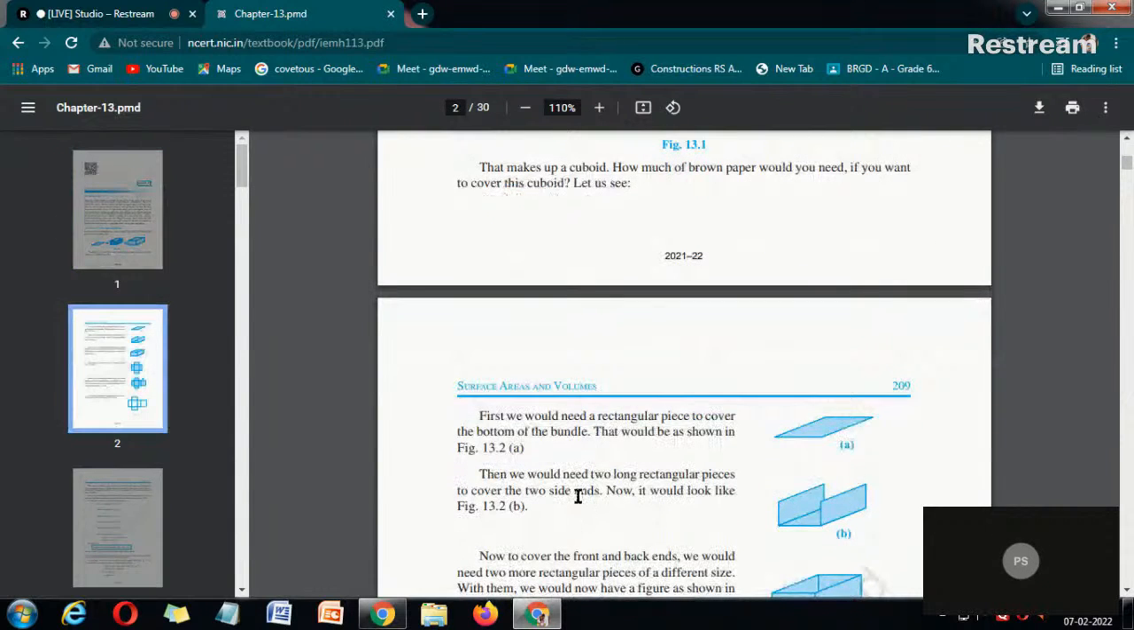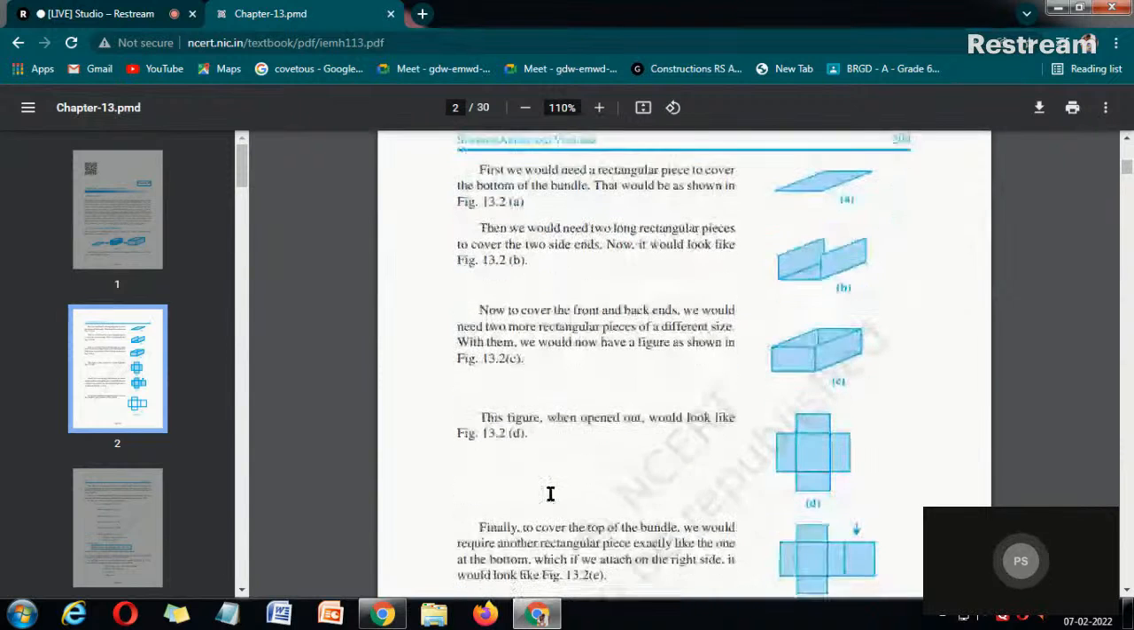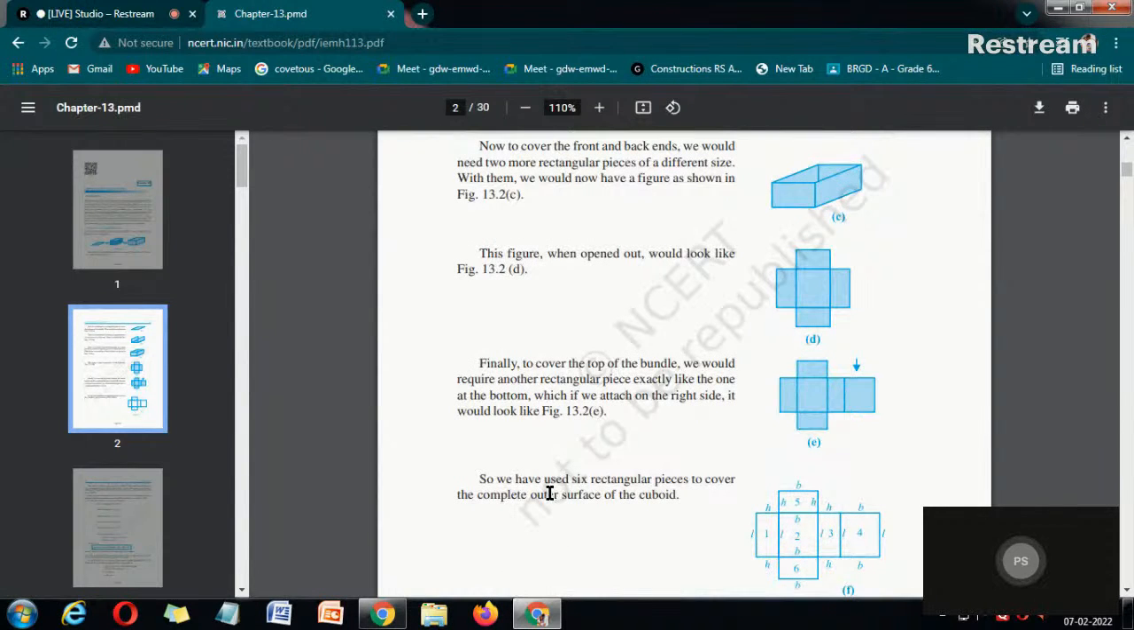Let us see. First, we would need a rectangular piece to cover the bottom of the bundle, as shown in figure 13.2a. Then we would need two long rectangular pieces to cover two sides. Now it would look like figure 13.2b. Now to cover the front and back ends, we would need two more rectangular pieces of different sides. We would now have the figure shown in figure 13.2c. This figure, when opened out, would look like figure 13.2d.